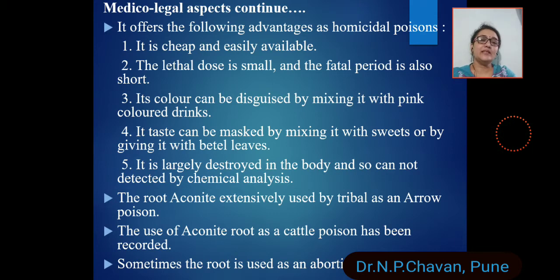Why? It is cheap and easily available, the lethal dose is small and the fatal period is also short. Its color can be disguised by mixing it with pink colored drinks. The taste can be masked by mixing it with sweets or by giving it with betel leaves. It is largely destroyed in the body and so cannot be detected even by chemical analysis. The root of aconite is extensively used by tribals as an arrow poison. The use of aconite root as a cattle poison has been recorded. Sometimes the root is used as an abortifacient.